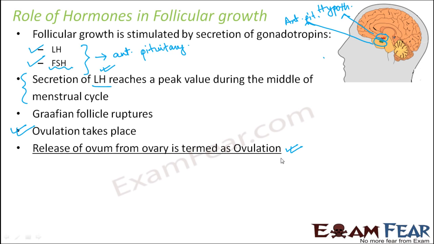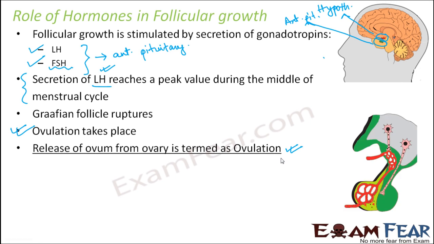Now you understand the role of hormones in follicular growth, because ovulation happens due to the follicular growth. Follicular growth is influenced by the hormones, and the hormones are secreted by the anterior pituitary, which in turn is controlled by the hypothalamus. So that is the entire story, right? Okay. So this is one thing.